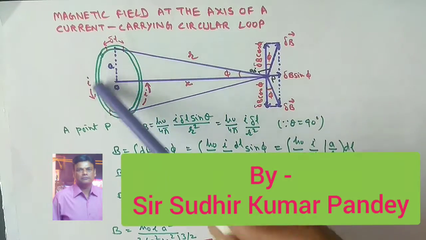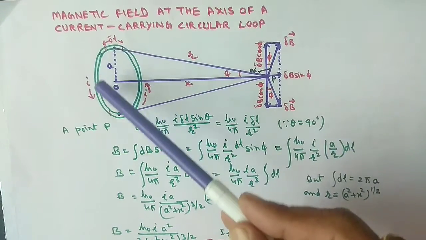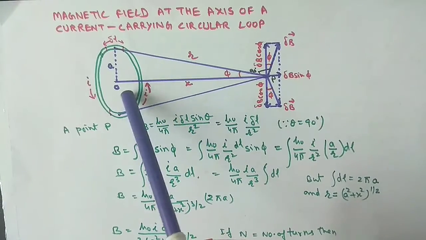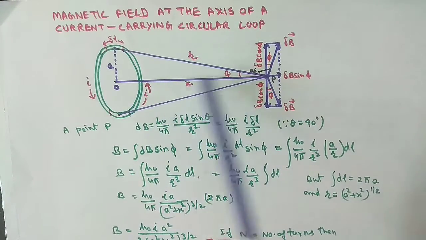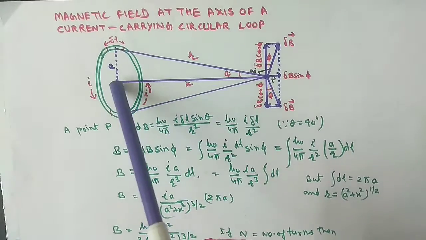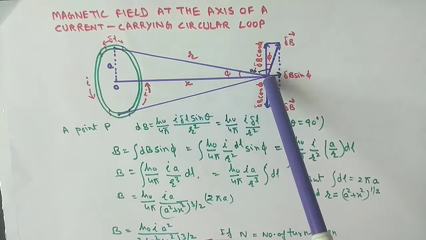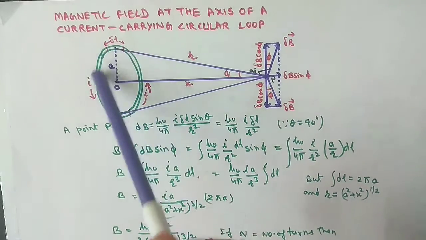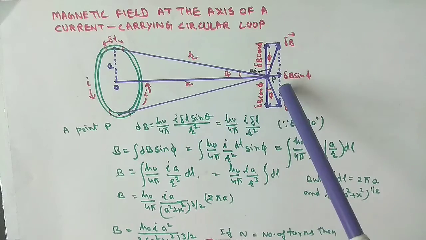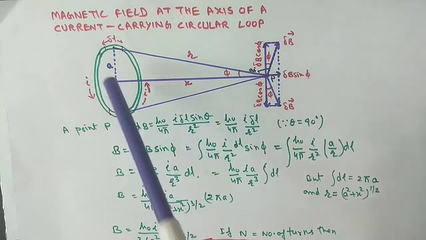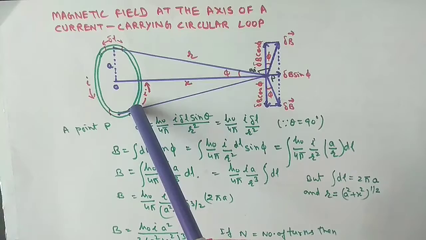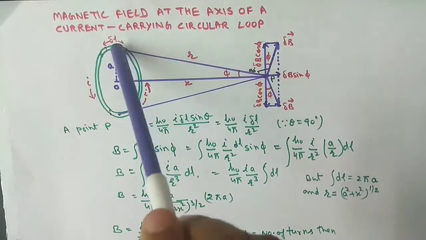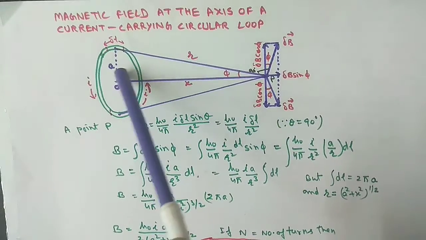Suppose it is a circular current carrying loop. Current I is flowing in this loop of radius a. Now on its axis, you can see this line, at a distance of x there is a point P where we have to find the magnetic field intensity due to this current carrying loop. First of all, we'll join these two lines and take this distance r. It is a perpendicular line here.